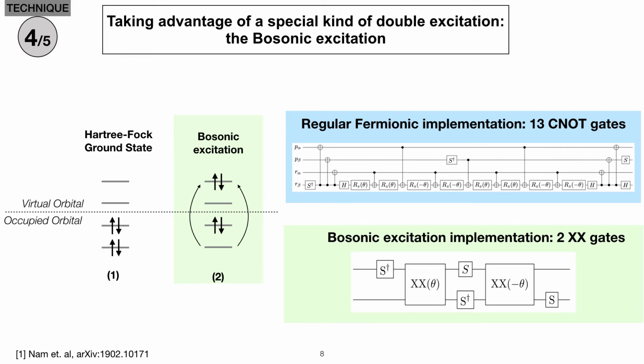Circuits for bosonic excitations are much simpler because we only need 2 qubits to represent the process instead of 4, since the electrons always move in pairs. Such a construction is shown here, requiring only 2 qubit gates, as shown on the bottom right.